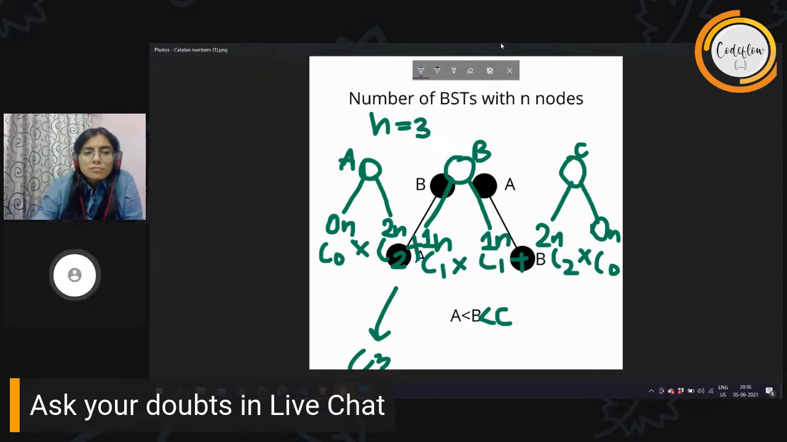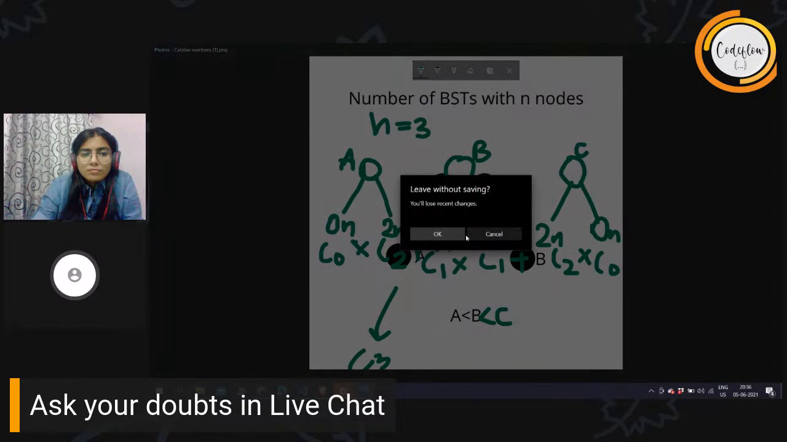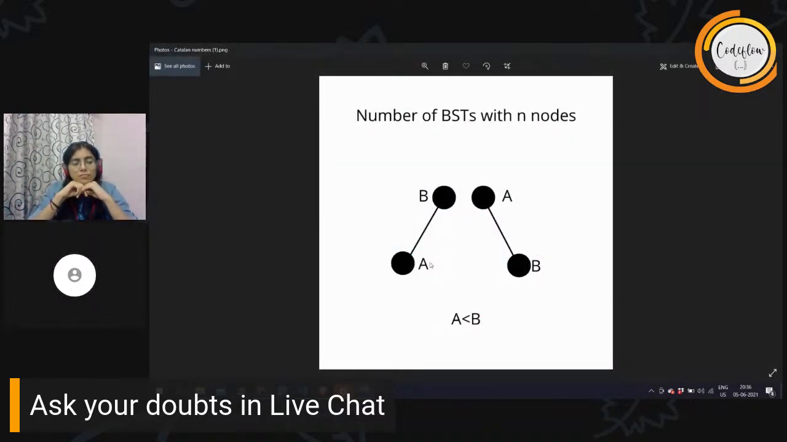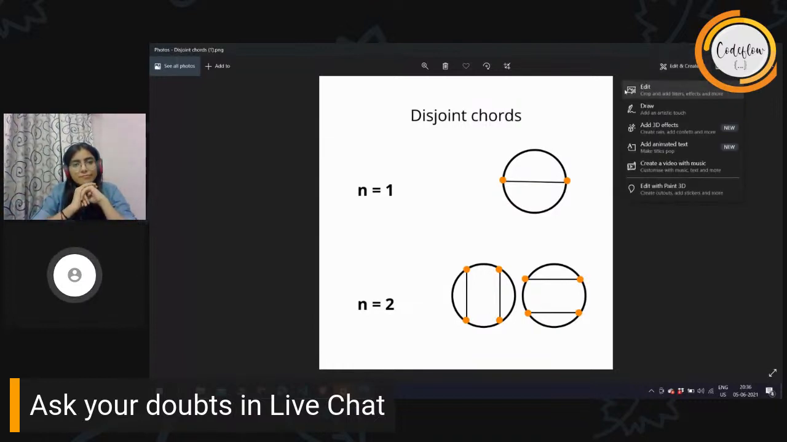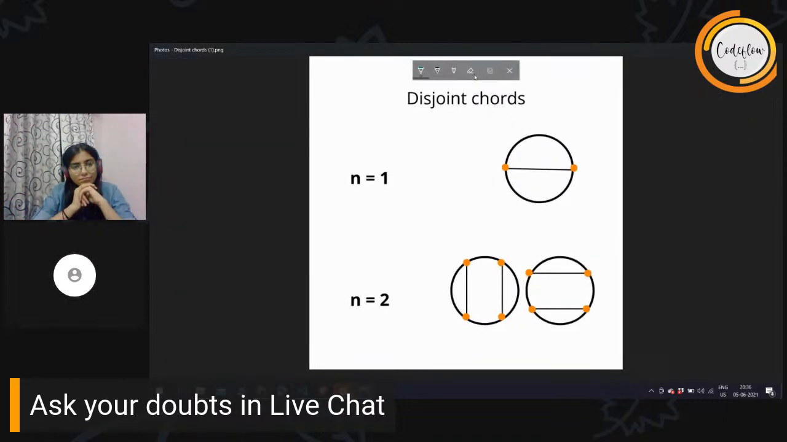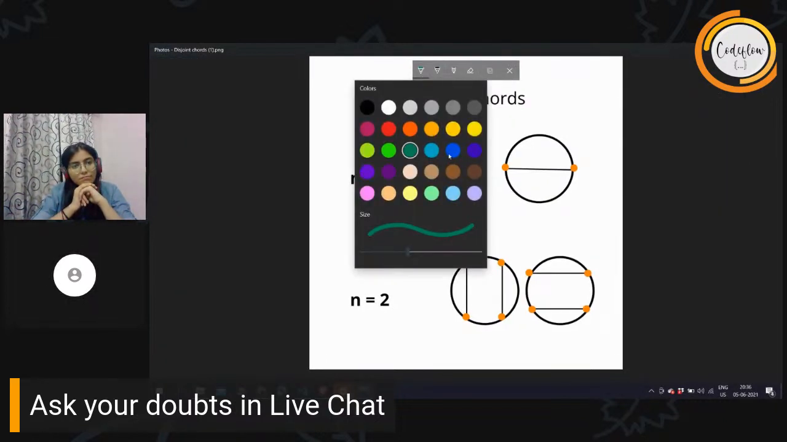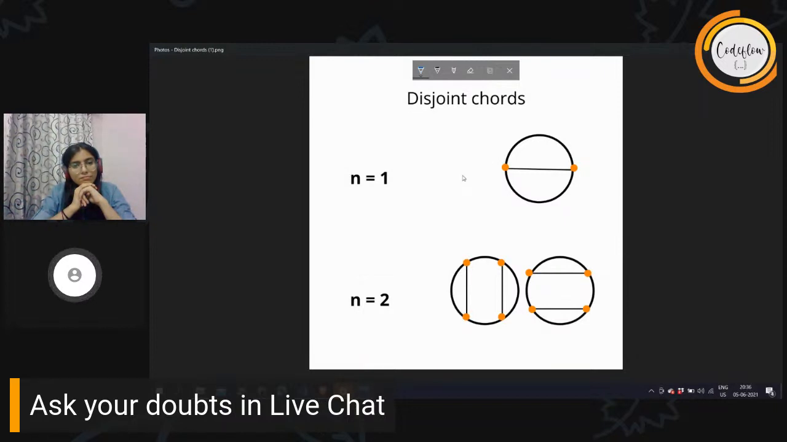Okay? Let me discuss one more application of nth Catalan numbers with you, which is disjoint chords. Okay. So the question looks something like this. My question is that you are given an even number of points. The keyword over here is even. You are given an even number of points on a circle.